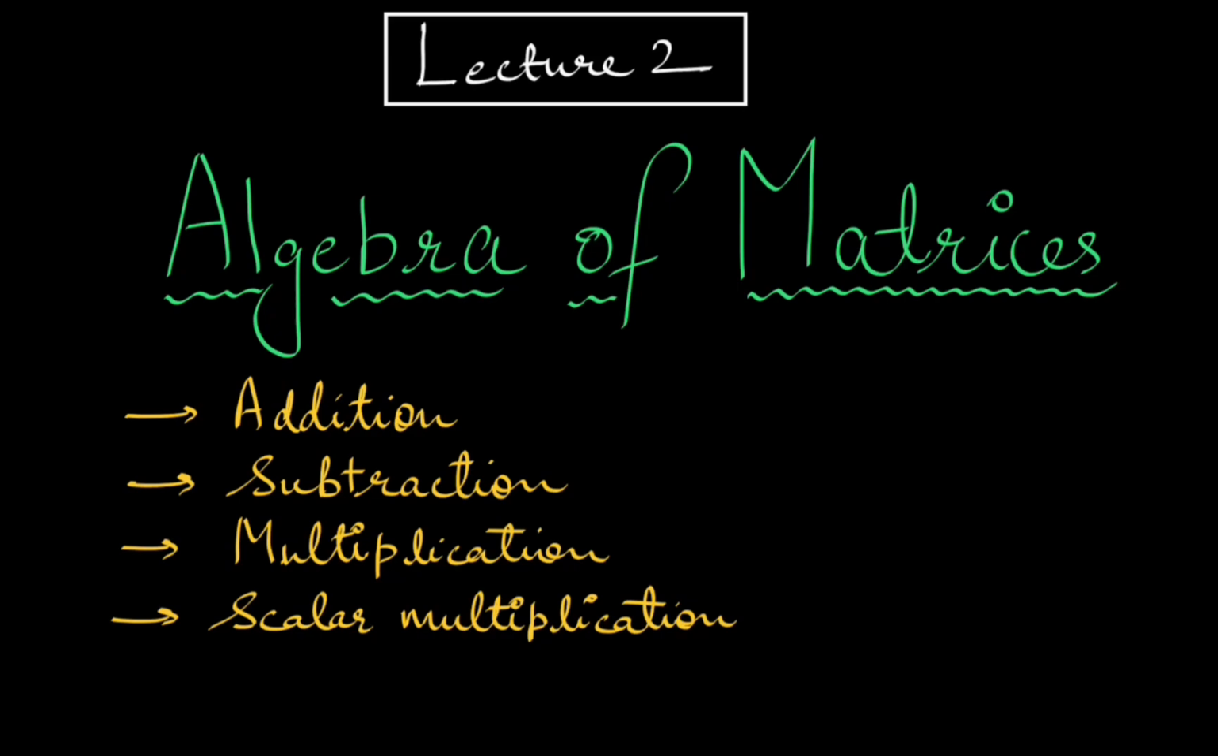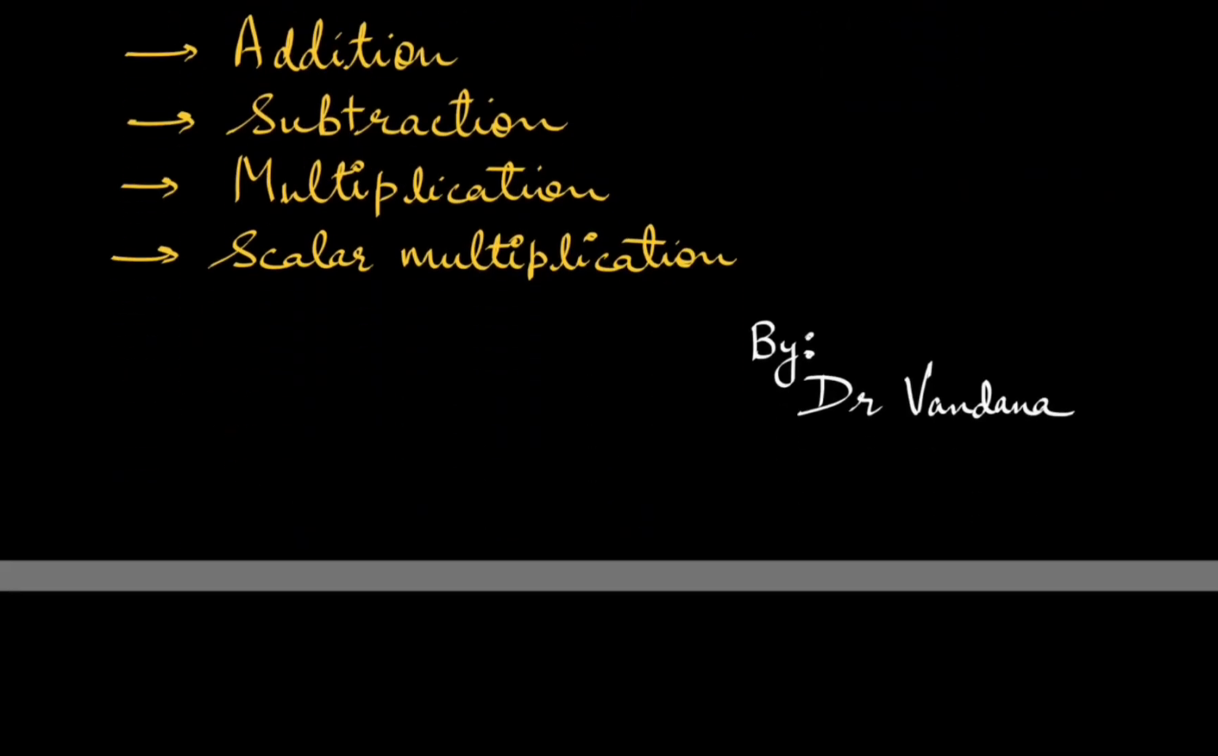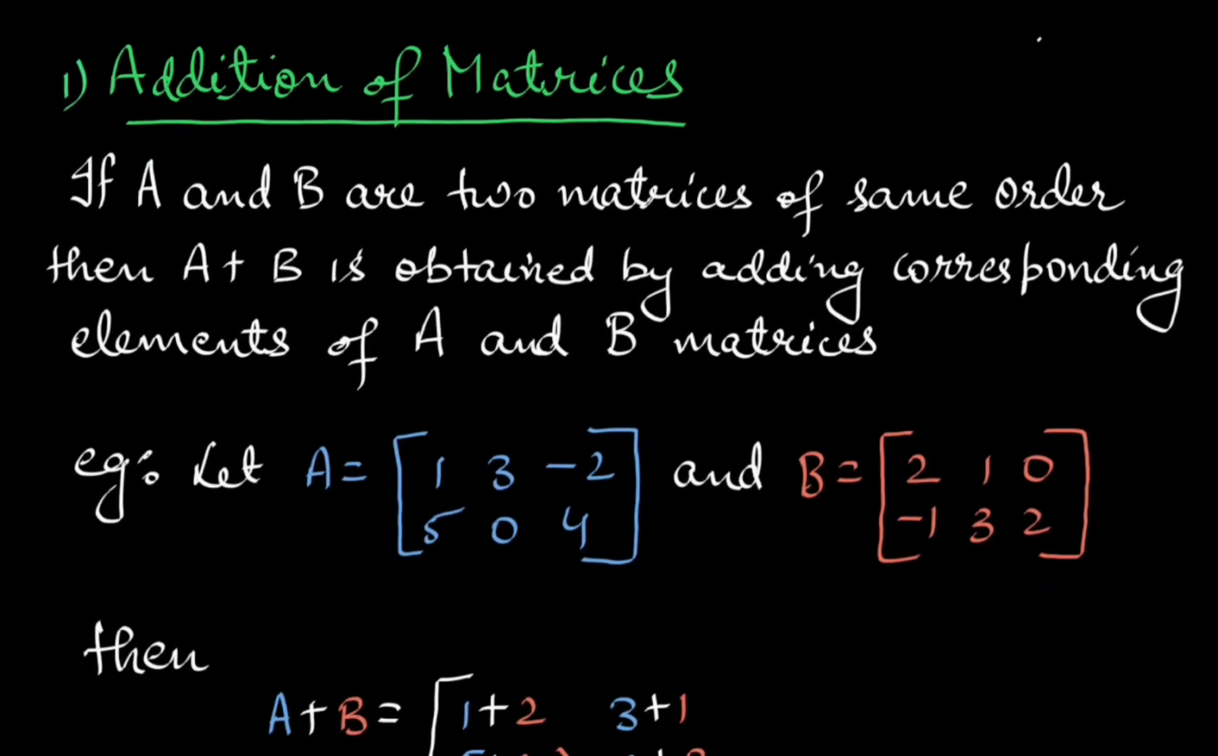By algebra of matrices, we mean how to add two matrices, how to subtract, what will be the multiplication of two matrices, and what is the scalar multiplication. So let us discuss all these operations one by one. The very first operation on matrices is addition of matrices.